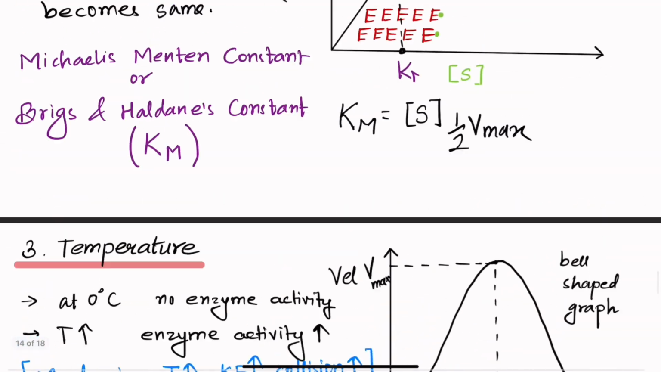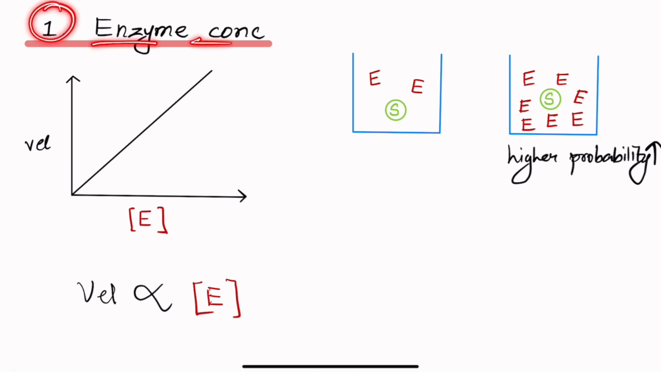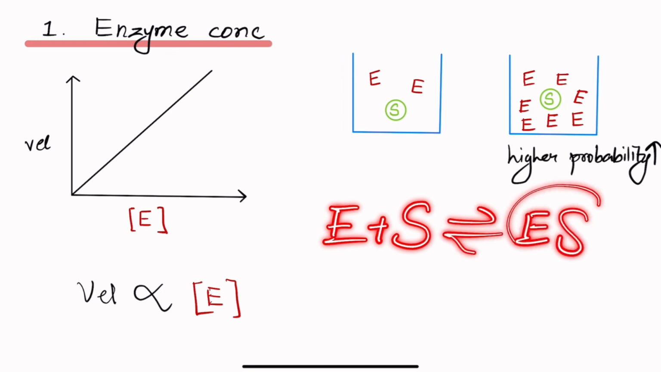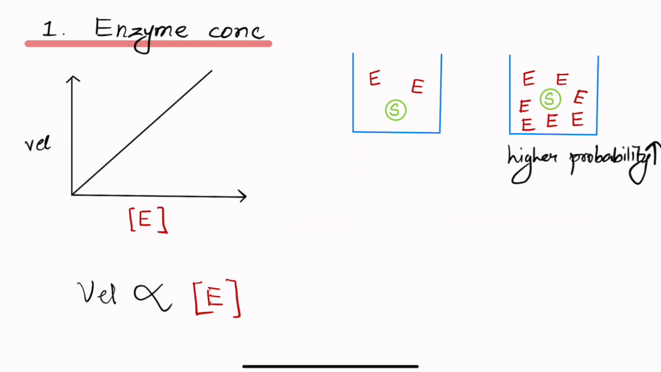Let's look at all of them one by one in very short. So, number 1 factor is enzyme. The velocity of the reaction is directly proportional to the concentration of the enzyme. As the concentration of the enzyme increases, the velocity of the reaction increases as well. As you can see in this particular reaction, enzyme plus substrate gives enzyme substrate complex. As the concentration of the enzyme increases, the reaction in forward direction increases, so the velocity of the reaction increases. When the number of enzyme molecules is higher, substrate has greater probability to combine with any one of them to form enzyme substrate complex.